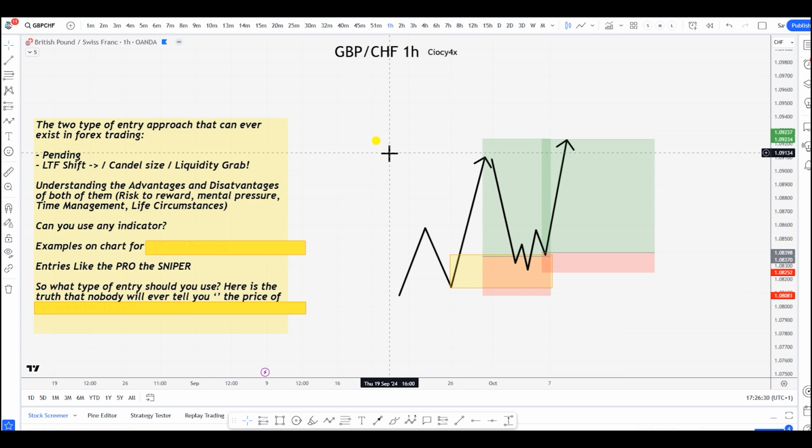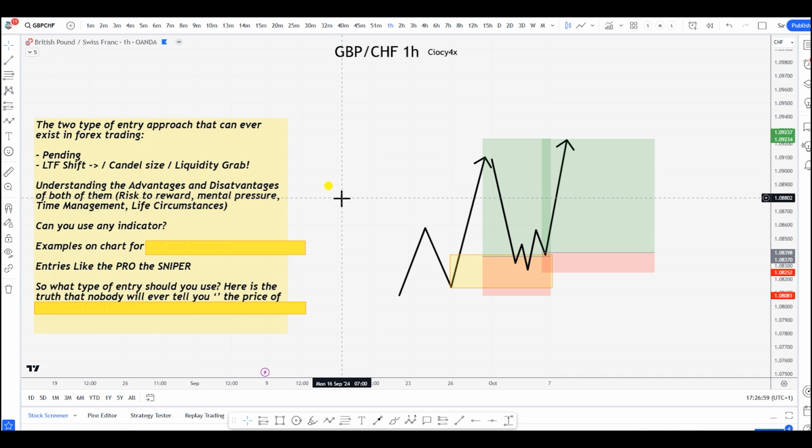You can clearly see that over here I'm saying mental pressure, time management, and life circumstances. And ladies and gentlemen, these are exactly the points I'm telling you are some of the most important points that many traders underestimate, and some of them are not even aware of the existence of some of these bullet points that I'm telling you right now. Why do these points make so much difference?